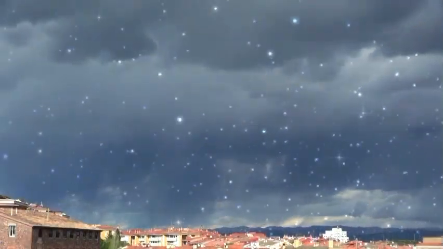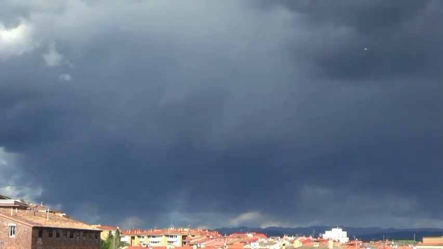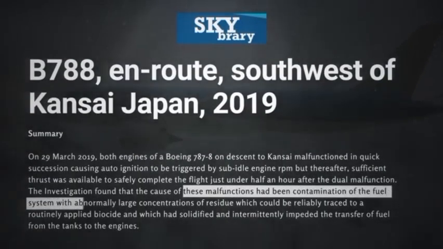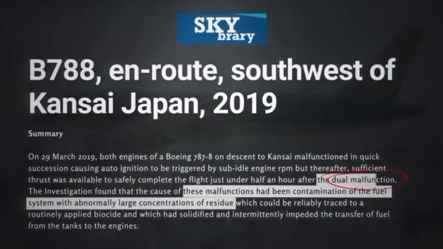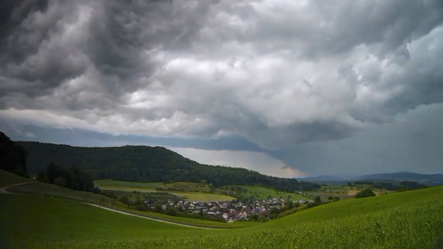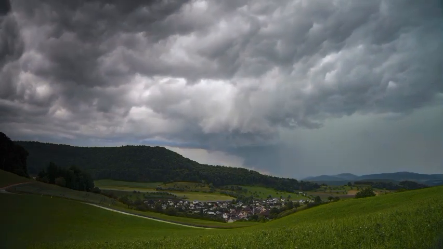In 2019, 3 similar cases emerged in America. In March 2019, a Boeing 787 had to face dual engine malfunction due to fuel contamination in Japan. Thankfully, there was no major accident in this case. The pilot was able to land the plane safely despite this.